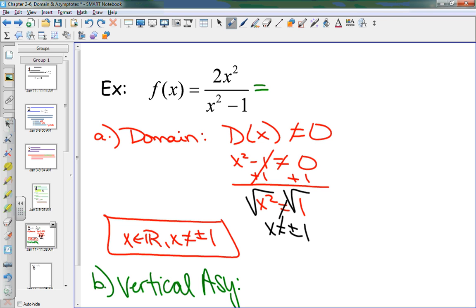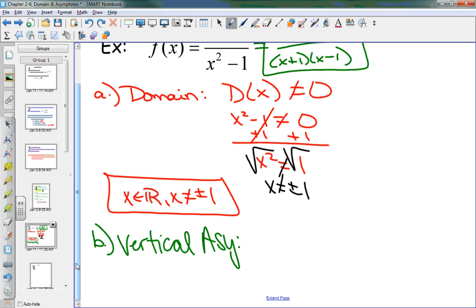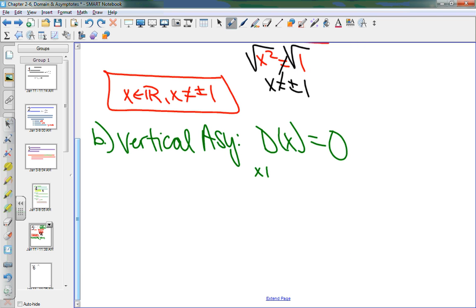Can I factor 2x squared? Nothing that's going to be helpful, right? Can I factor x squared minus 1? Yes, I can: x plus 1 times x minus 1. Does anything cancel out? No, which means this is as far down as it possibly can go. Do we understand that? Which means now I'm going to take my denominator, which is d of x, and set it equal to 0. So that's x plus 1 times x minus 1 is equal to 0.